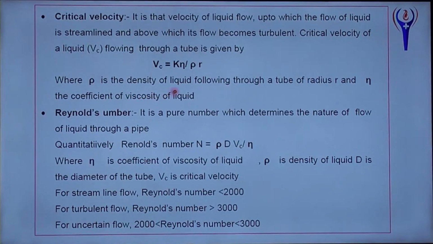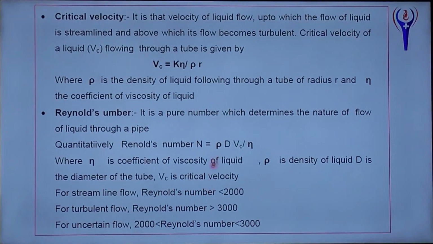Here rho is the density of liquid flowing through a tube of radius r, and eta is the coefficient of viscosity of liquid. And Reynolds number decides whether the flow is a streamlined flow or turbulent flow. It is a pure number that determines the nature of flow. Formula for Reynolds number is N equal to rho d Vc by eta. Rho is the density, d is the diameter of the tube, Vc critical velocity, eta coefficient of viscosity.